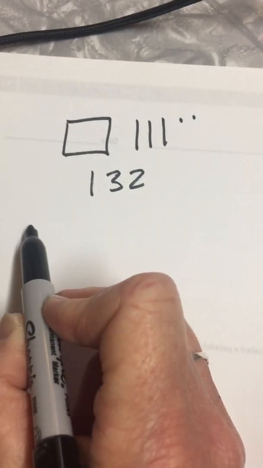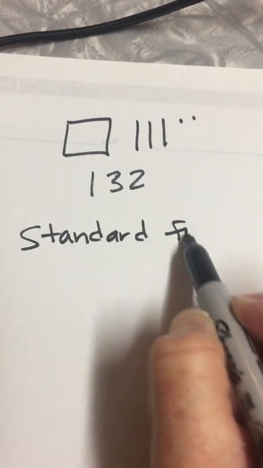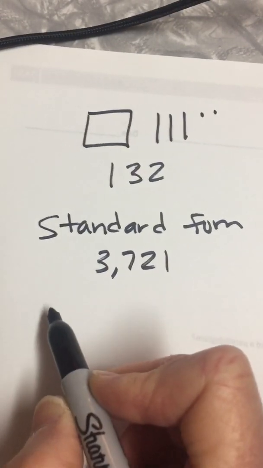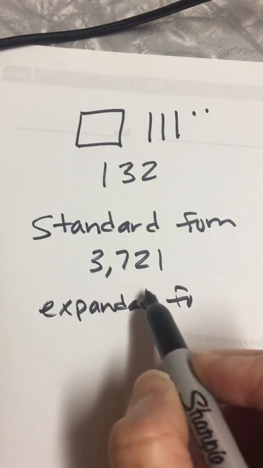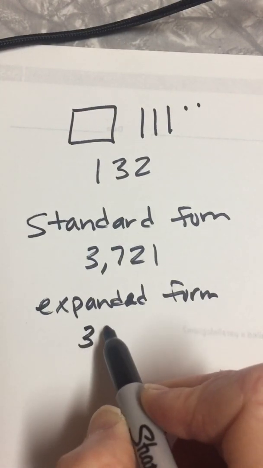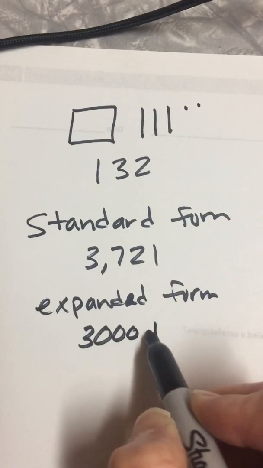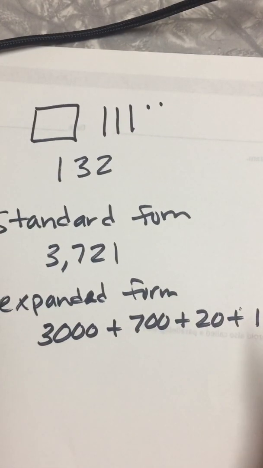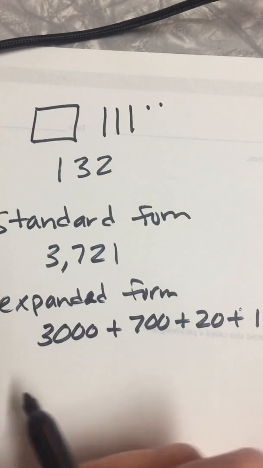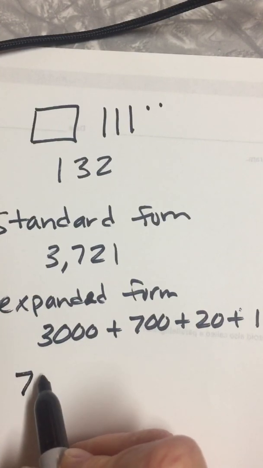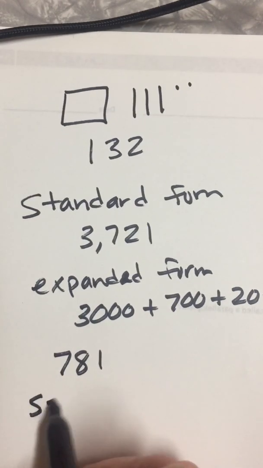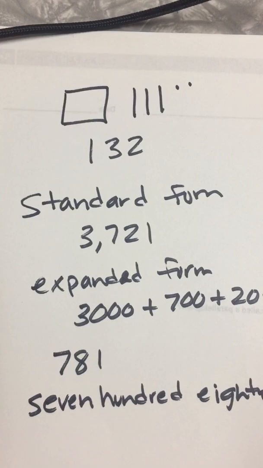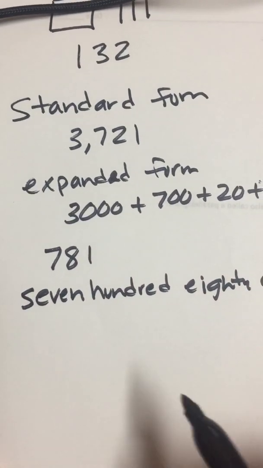The second thing I want you to remember is that when a number is written in standard form, it is just the number. For example, 3,721. Okay, if you're writing it in expanded form, then you're writing each digit as a number: 3,000 plus 700 plus 20 plus 1. That's expanded form. If you're writing it in word form, then you're just writing the words out. For example, if the number was 781, you would just literally write the words for 781.